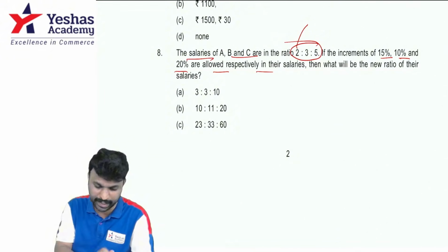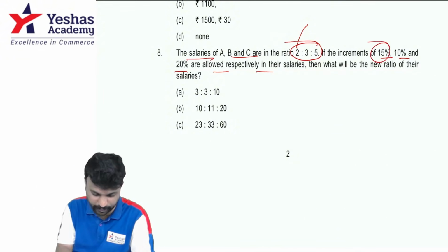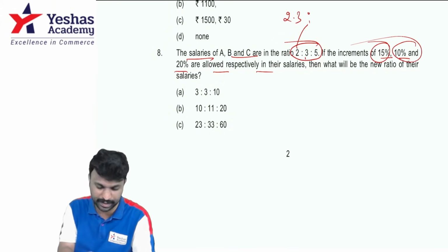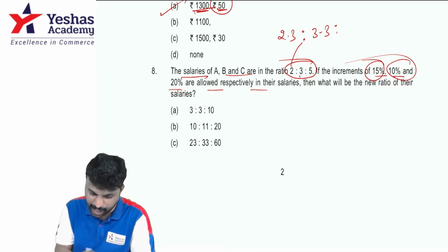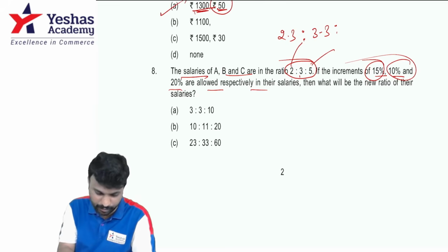2 plus what's the increment? For the first person, 15%. 2 plus 15% you get 2.3. And 3 plus, what's the increment for the second person? 10%. 3 plus 10% becomes 3.3. And the last person, 5 plus how much is the increment? 20%. 5 plus 20% becomes 6.